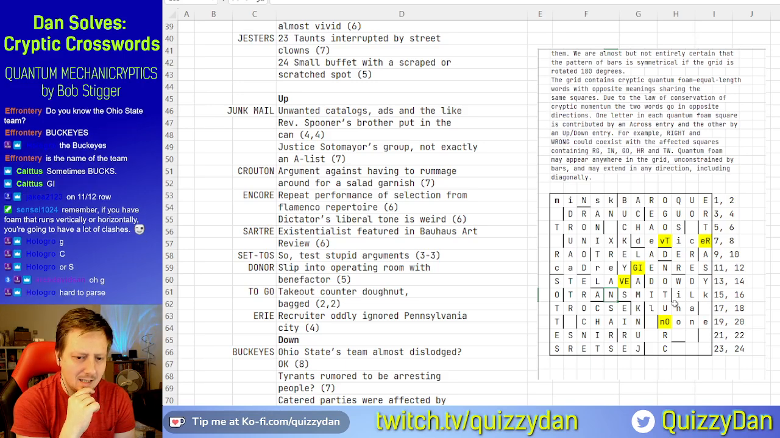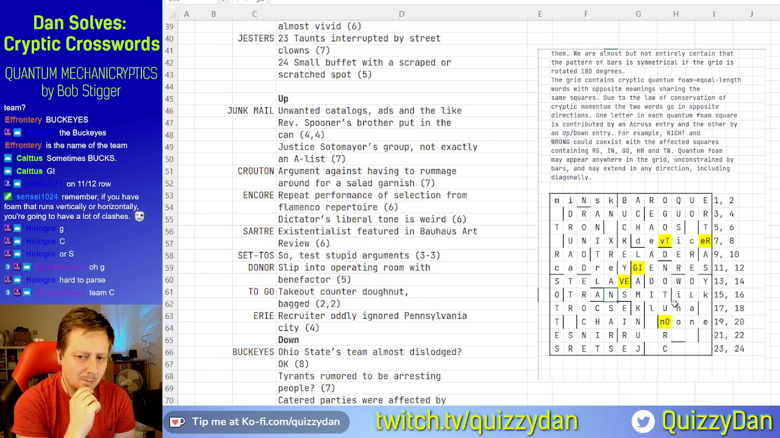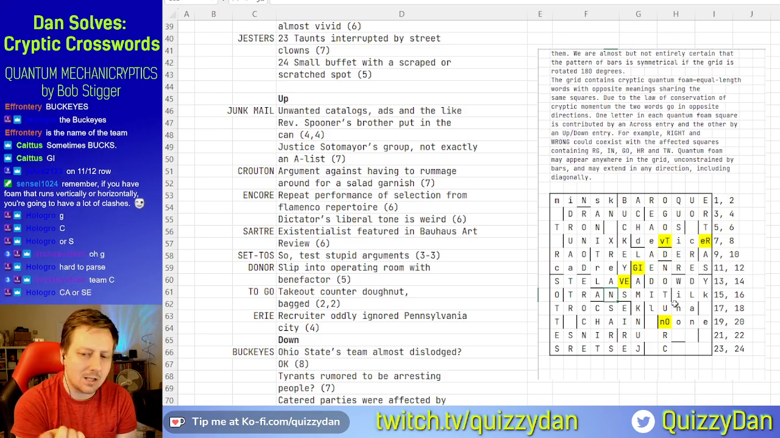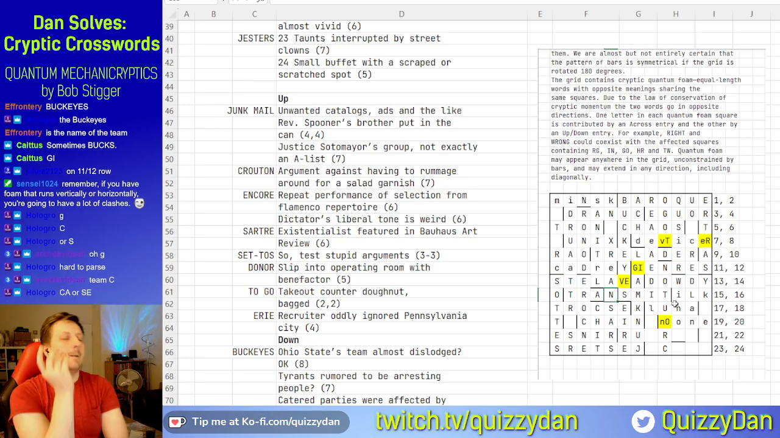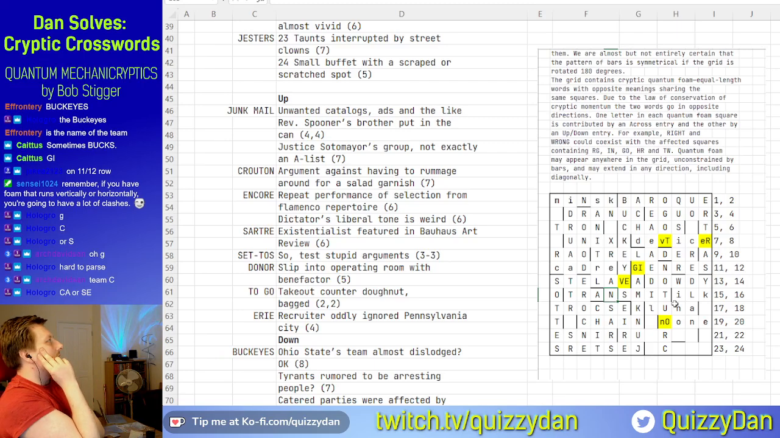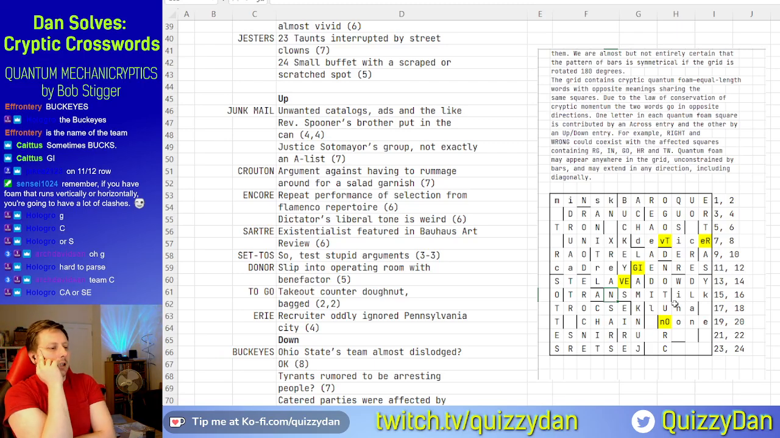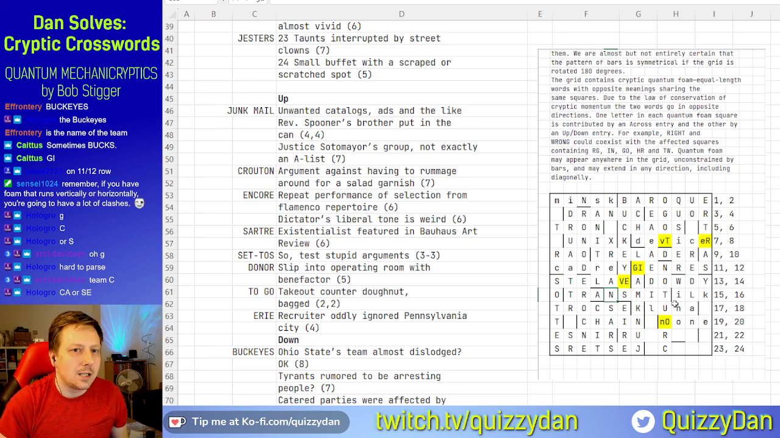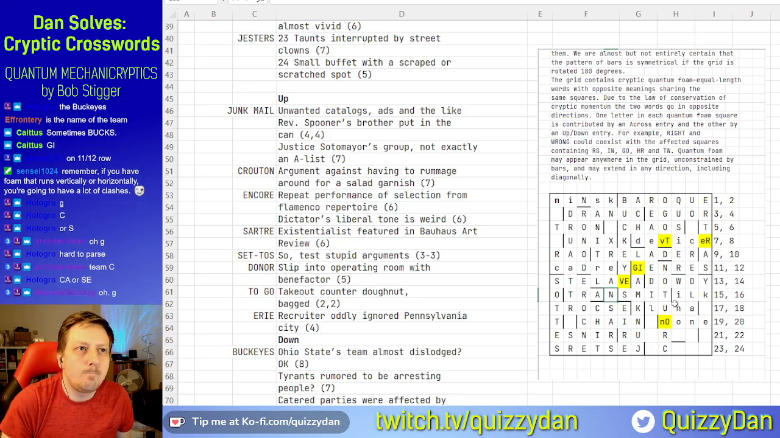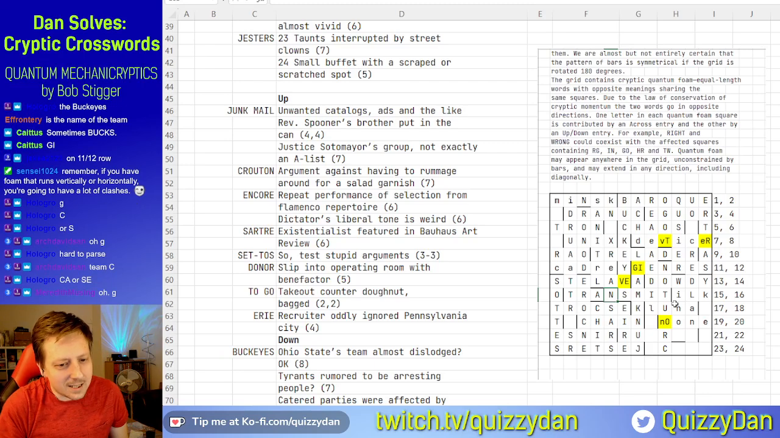Next letter, please, then. So it's got to be something ERS, probably. So Archer's on Team C. So assuming it's Team CA or SE. Tyrants. And they're people who stop. Arresting people. Oh, next, please. Next, please.